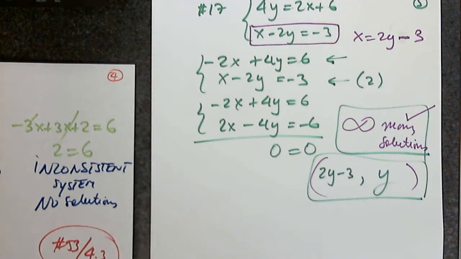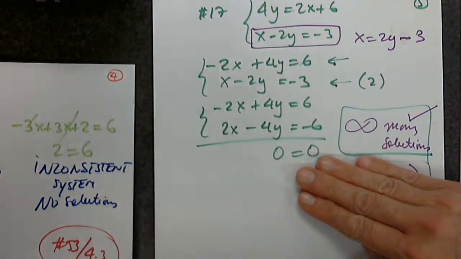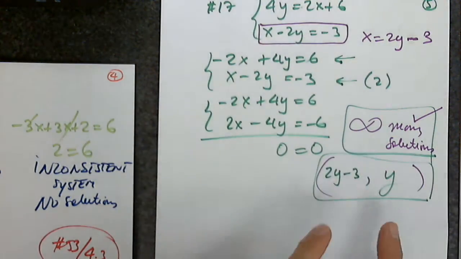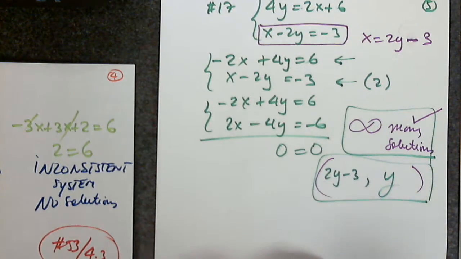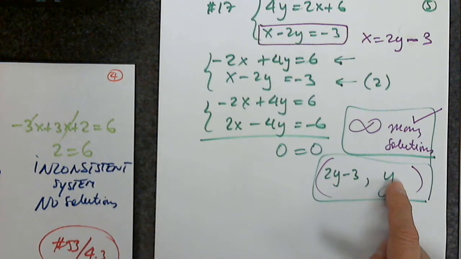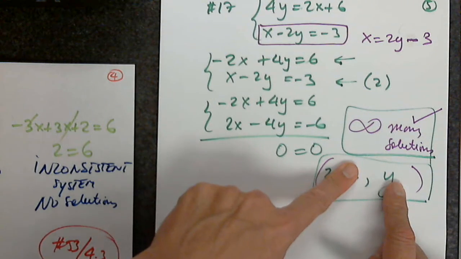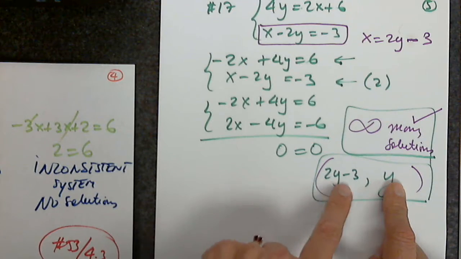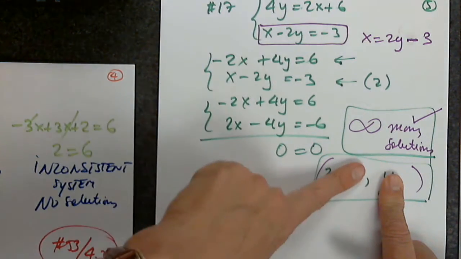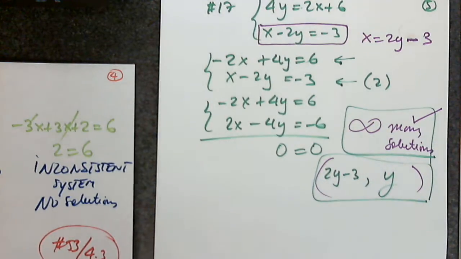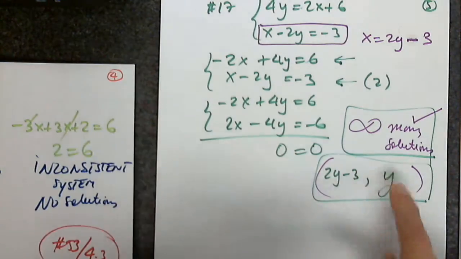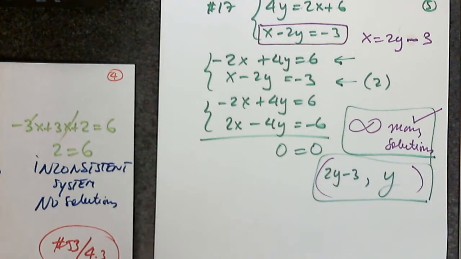Why? Because I can give you ordered pairs. Here, I cannot give you ordered pairs. I can only say there are infinitely many. But here I can even specifically give you ordered pairs. If y is 0, x is negative 3. If y is 1, x is negative 1, right? If y is 3, then I have 6 minus 3. This is 3. So 3, 3 will be another ordered pair. If y is negative 1, then this will be negative 5. So I have negative 5 comma negative 1.